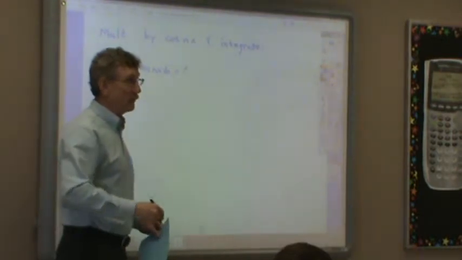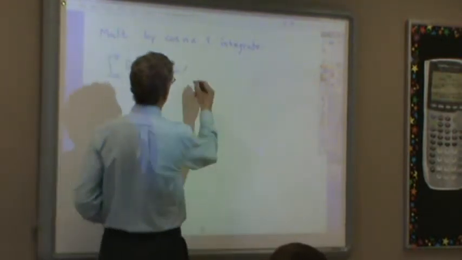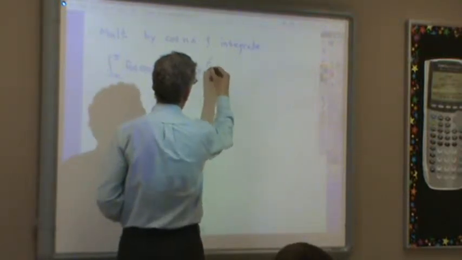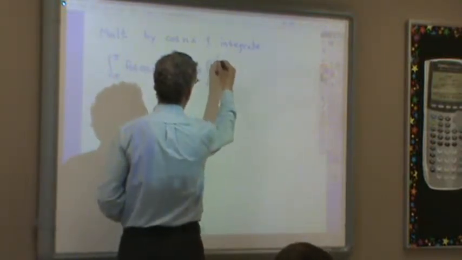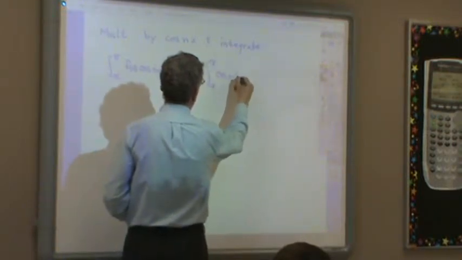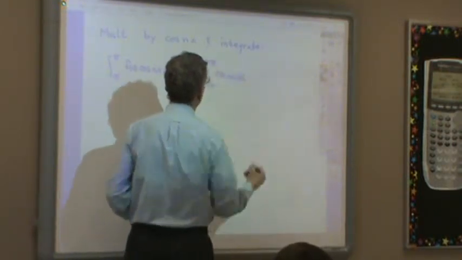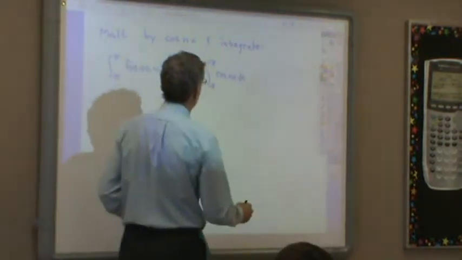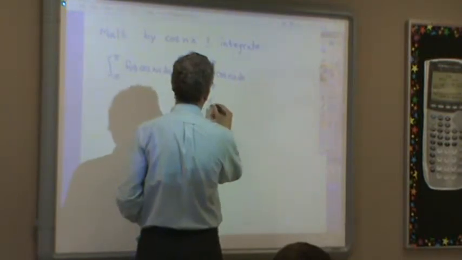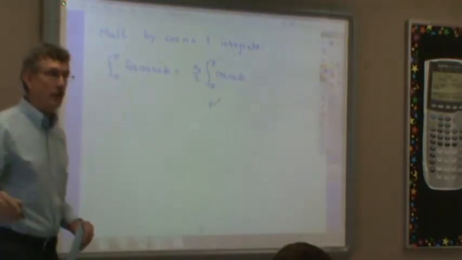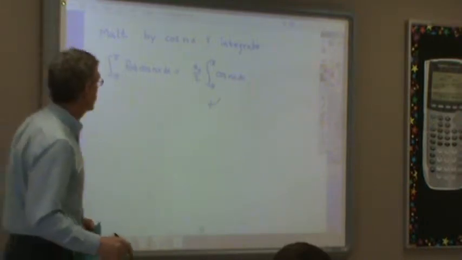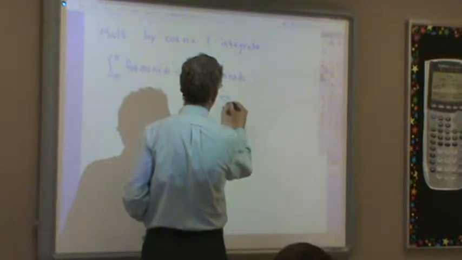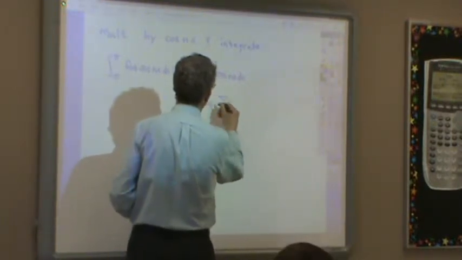First term is that a naught over 2 gets multiplied by cosine nx. So we have a naught over 2, which can come out of the integral, cosine nx. And then all those other terms in the summation, let's see here. We're going to multiply each of those terms by cosine of nx. So what do we get? We will get an integral.